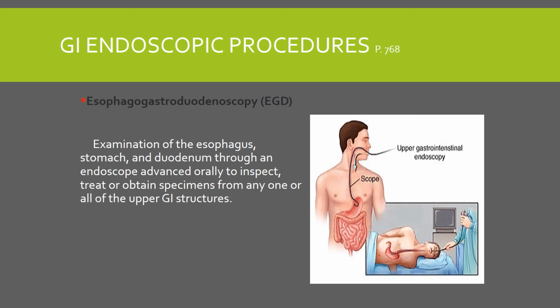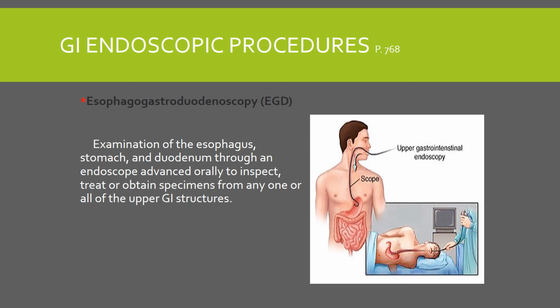So GI endoscopic procedures. Okay, let me do this. Esophagogastroduodenoscopy. Okay, it's called an EGD. You need to know this one. Okay, it's on your study guide. Examination of the esophagus, stomach, duodenum through an endoscope. It's advanced orally to inspect, treat, or obtain specimens from any one or all of the upper GI structures. Okay?